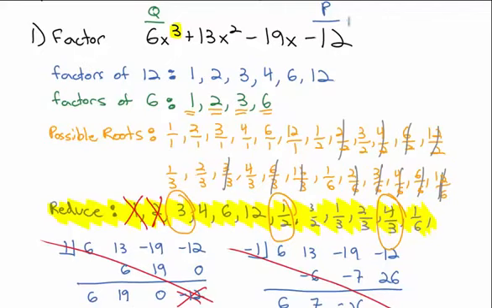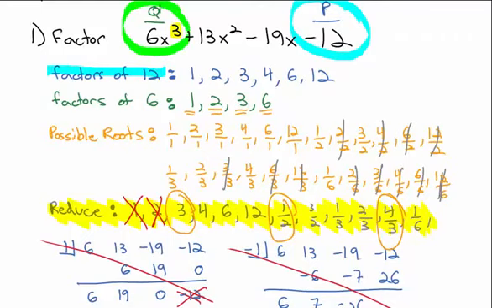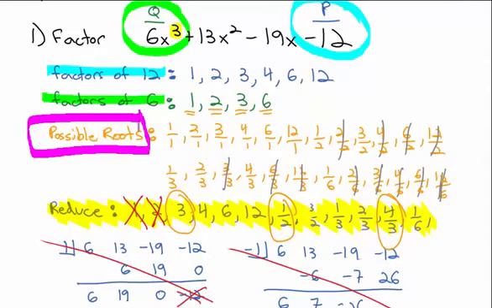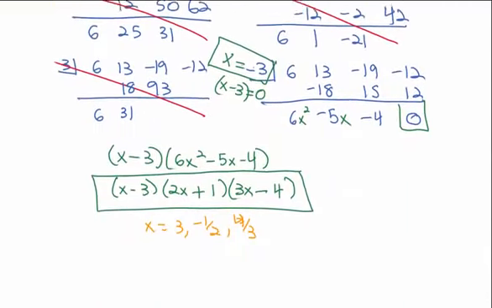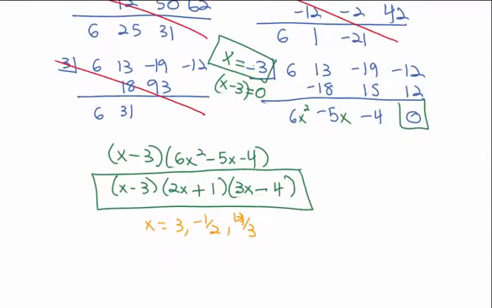First, we started with our factors of the last term, factors of 12. Then we considered factors of the first term, factors of 6. And that allowed us to make all of our possible roots by making fractions out of those: P over Q, P over all the Q's. Reducing those just gave us a nicer list that we could work with, and then came the synthetic division until we stumbled upon one that worked.